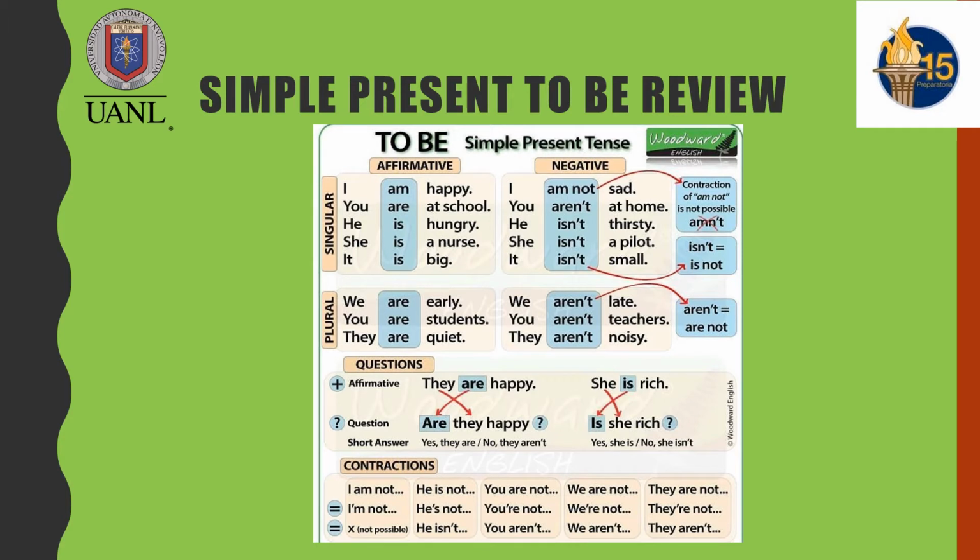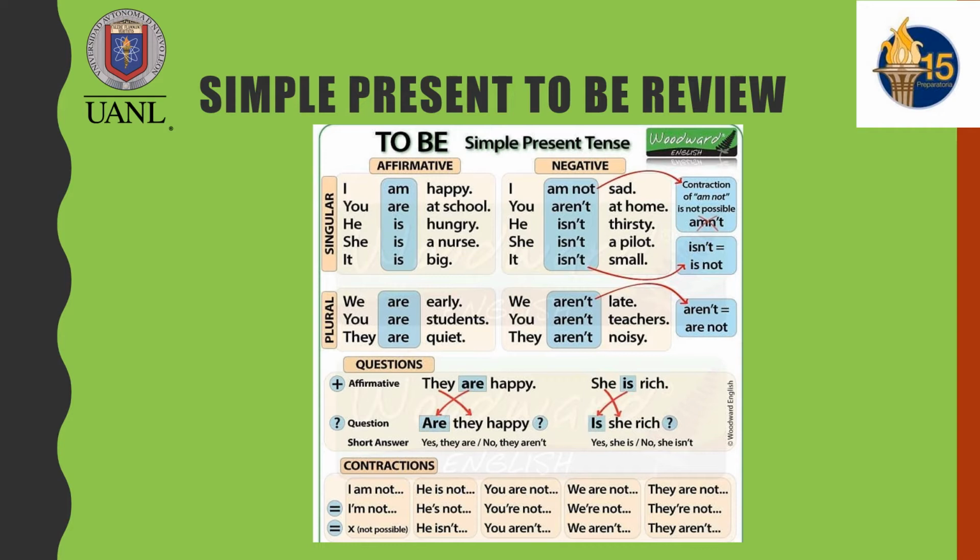Okay, so let's start with the first topic, simple present tense with the verb to be. So you have to remember that you're going to use the personal pronouns I, you, he, she, it, we, you, they. And also the verb to be is going to be divided into three parts: am, are, and is. So you have to remember the rules. I recommend you to check the notes from your notebook, so it's going to be easier to understand.